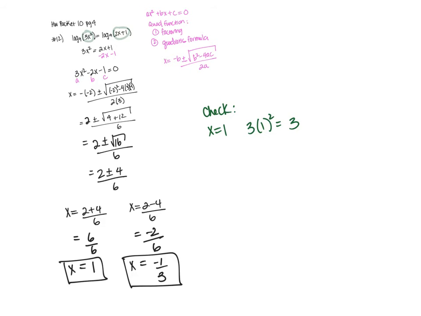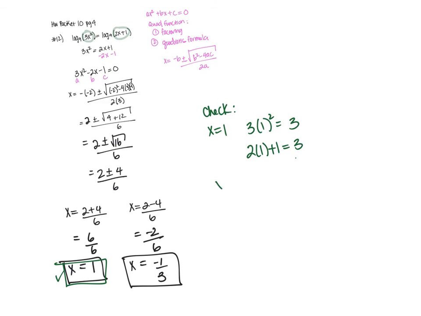Now I'm going to plug this into the other half, the 2x plus 1. So I'm going to plug the 1 into there. So I have 2 times 1 plus 1. Well, 2 times 1 gives me 2, plus 1 gives me 3. And so it looks like 1 checks out. Nicely done.